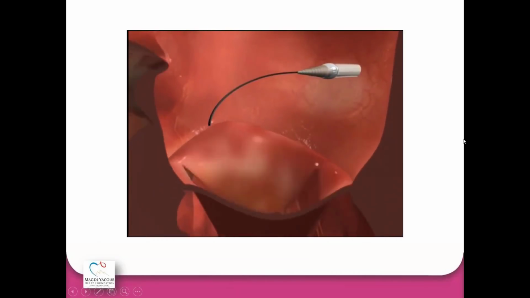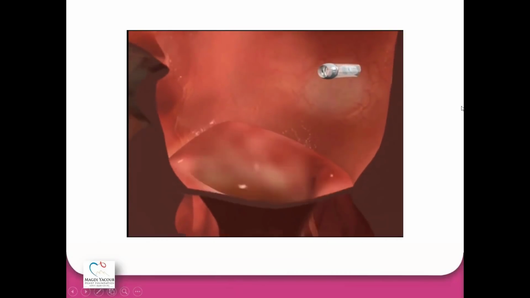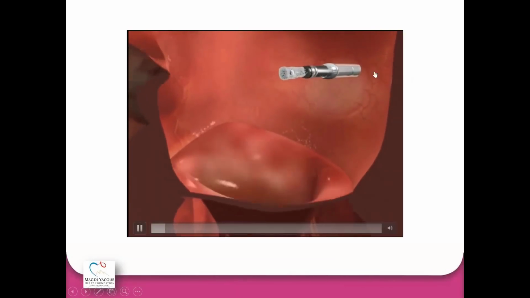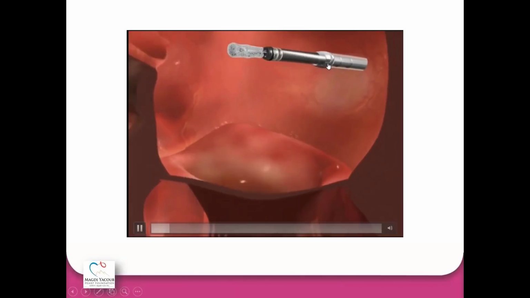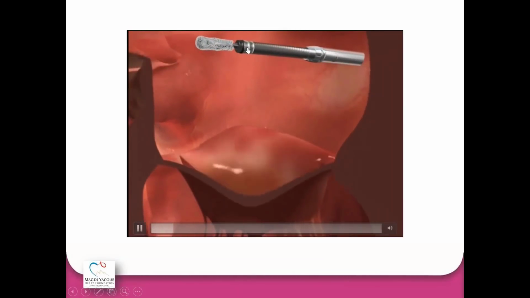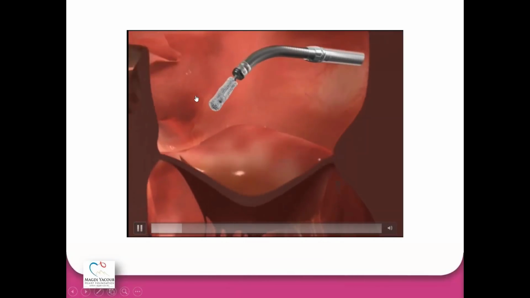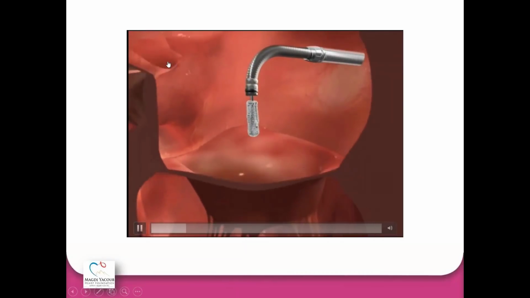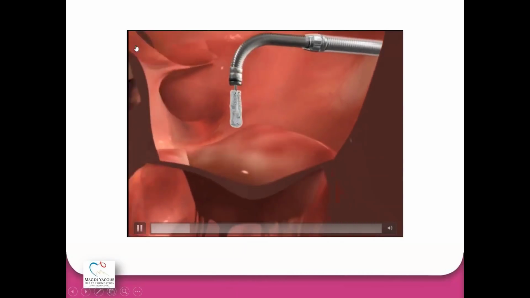This animation was made by the manufacturer of the MitraClip device. This is after transseptal puncture. The guide catheter is here, and this is the sheath, and this is the clip in closed position. Mitral valve is down, left atrial appendage, coumadin ridge, left upper pulmonary vein.